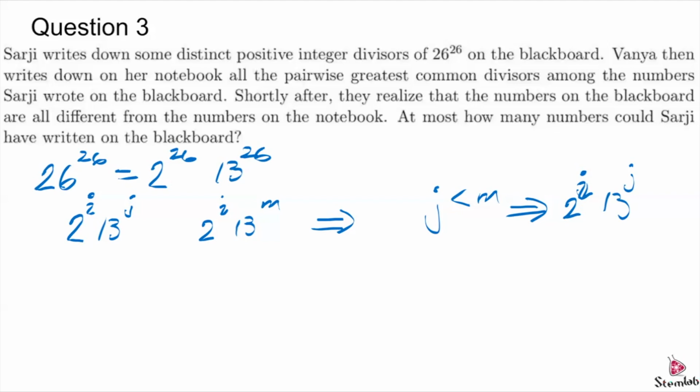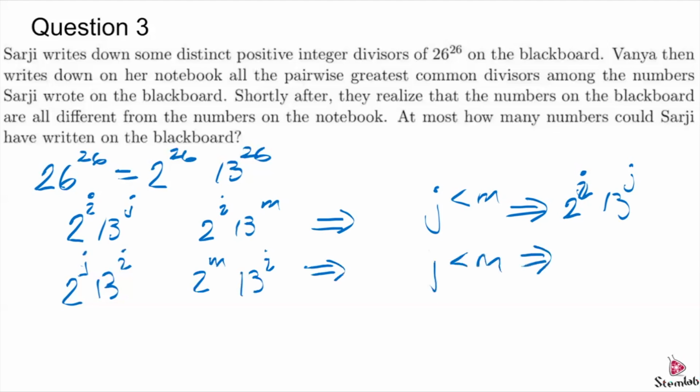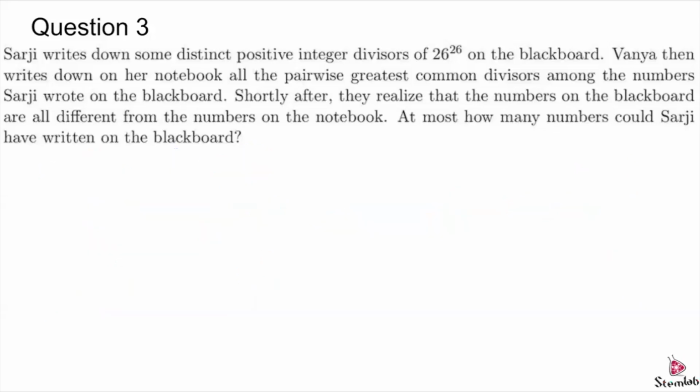Let's just flip it: 2^j times 13^i, and 2^m times 13^i. You would end up with the same situation, with j less than m. The GCD is 2^j times 13^i, which means you had the same number as one on the blackboard. So you cannot have two numbers with the same power of 2, and you cannot have two numbers with the same power of 13. So that's one.